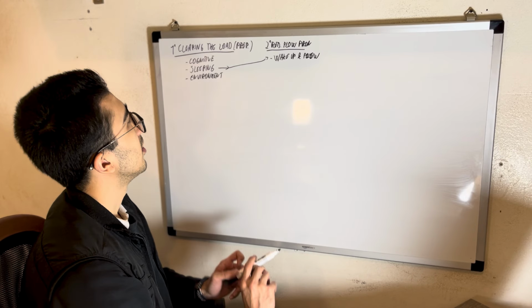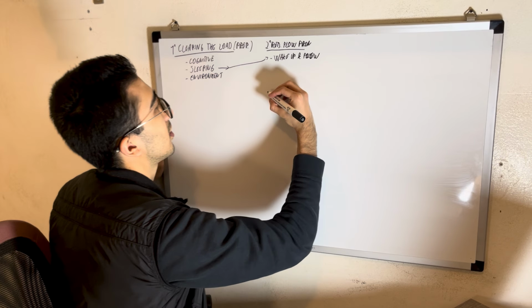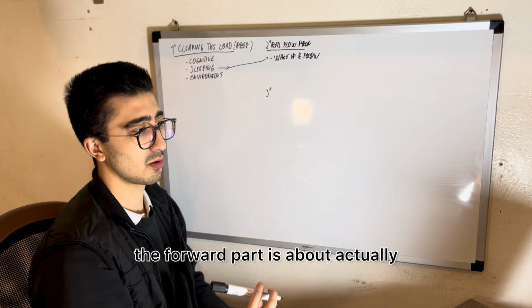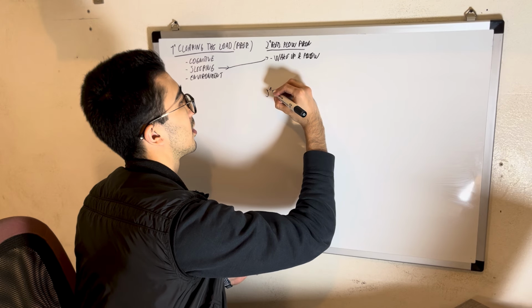And moving on to the fourth part, the fourth part is about actually deploying the flow triggers.